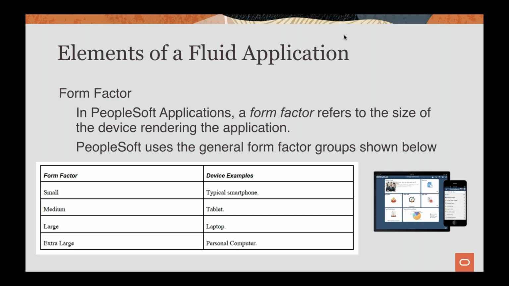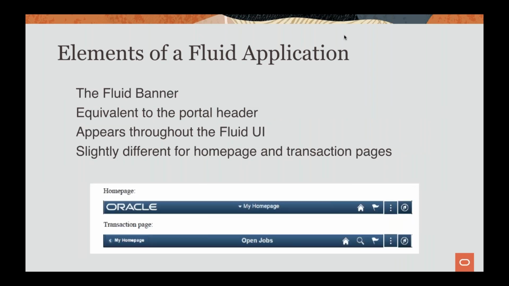Okay, so we've got distinct groupings, if you will. You can see there, ranging from small going to extra large. We can range from the very, very small, which is typically the smartphone that you have, and going right up through tablets to laptops to personal computers. So that is all determined by what we call the form factor.